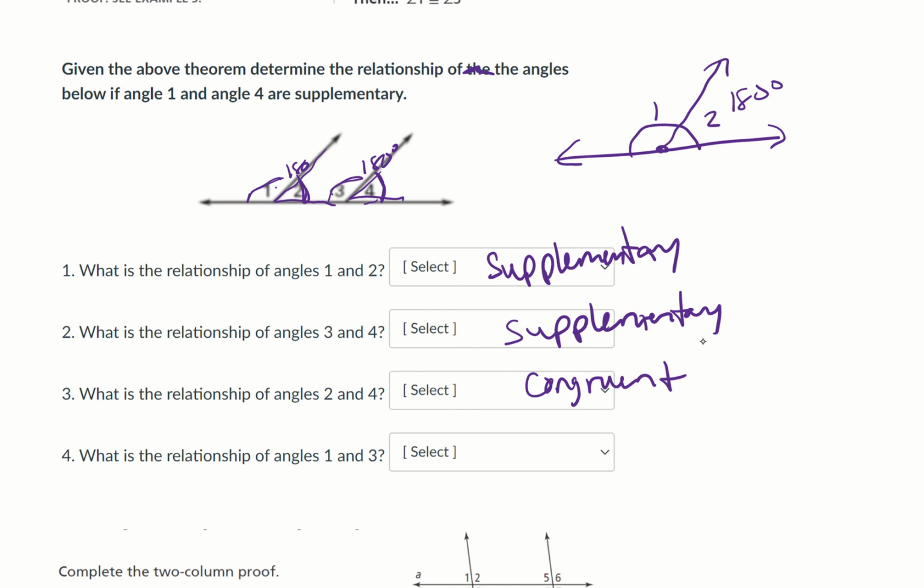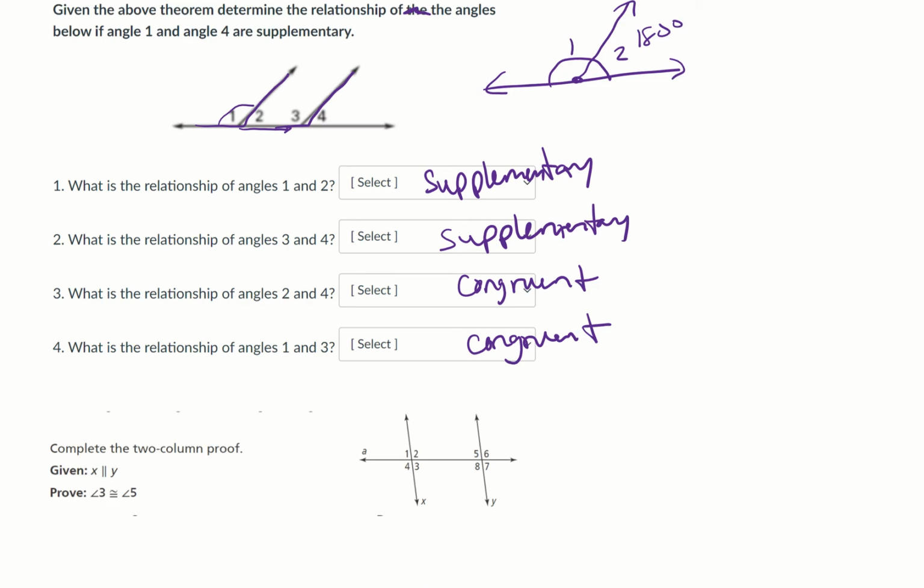Angles 1 and angle 3, they're the same exact angle. We call those corresponding angles, right? If I take that and I slide it over, it's the exact same angle. Nothing has changed. And so those are corresponding angles, and corresponding angles are congruent. All right.